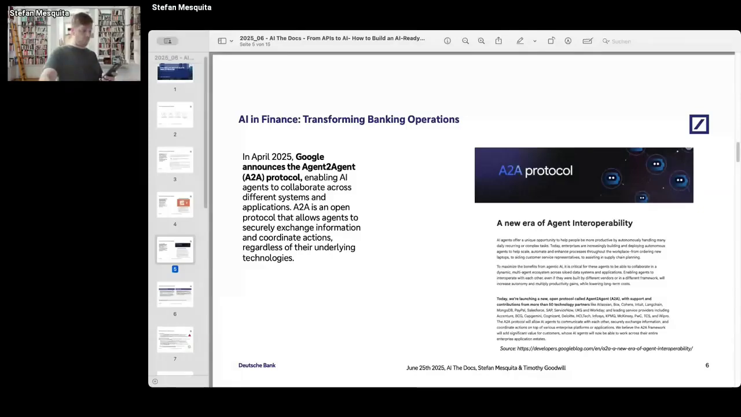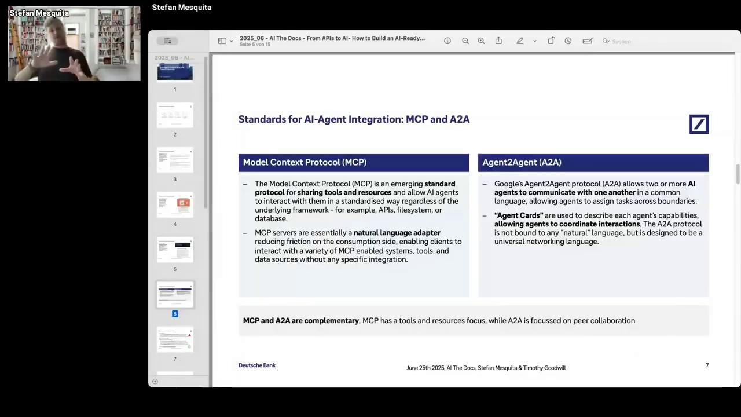Nope. Okay, I will keep going. So I'll try to fill this gap a little bit until we have Tim with us.